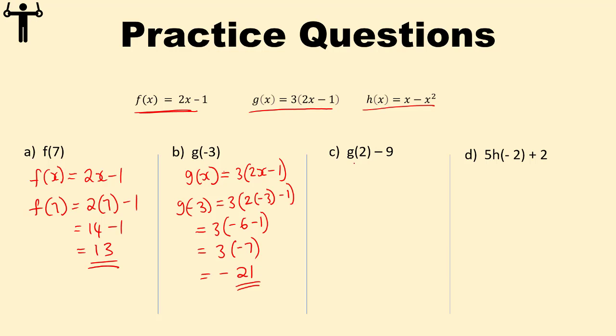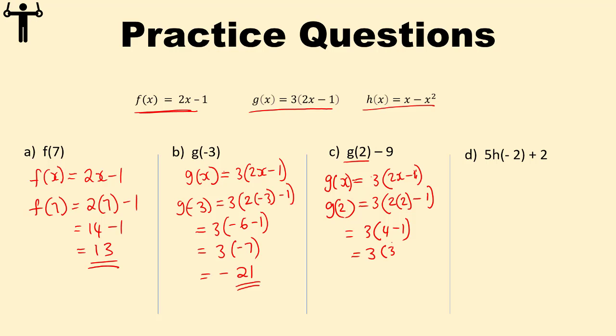G of 2 minus 9. So you've probably guessed by now, we have to find g of 2 first. So g of x is 3 brackets 2x minus 1. We're going to find g of 2 first, and then we are going to subtract 9 from the answer. So 3 brackets 2 times 2 minus 1. 2 times 2 is 4, minus 1 gives us 3. So 3 times 3 gives us an answer of 9.